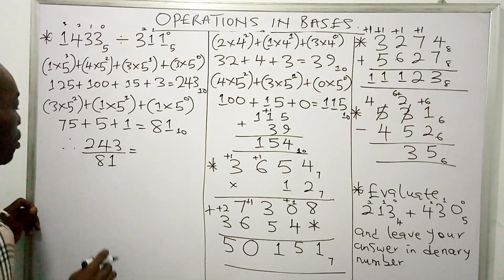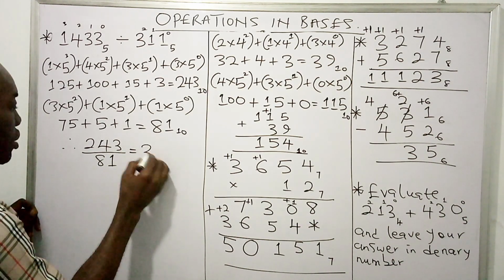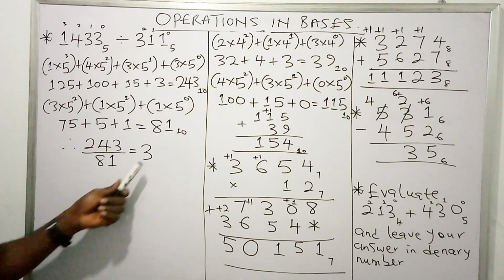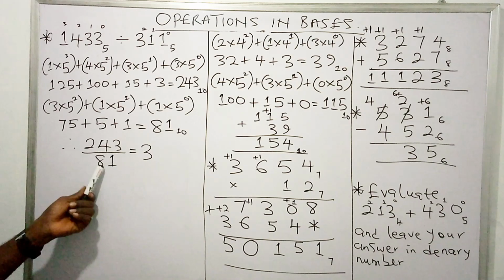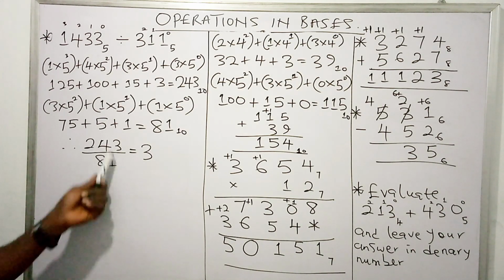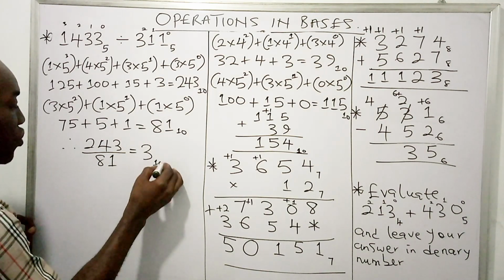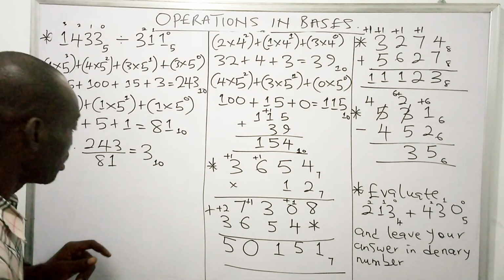It's going to give us 3, because 3 times 81 should give us 243. 3 times 1 is 3, 3 times 8 is 24. So the quotient here is 3. And don't forget the quotient is still in base 10.